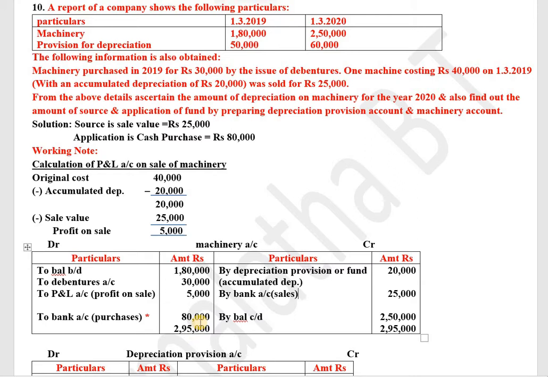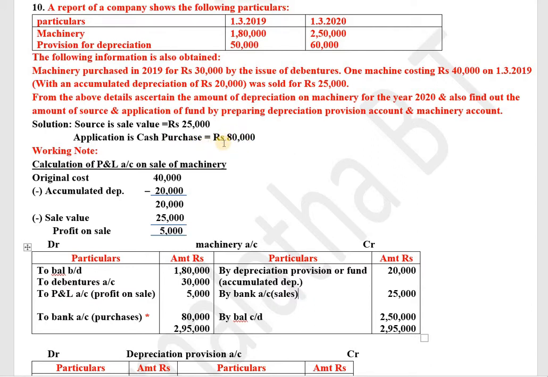Here we got an answer. They have asked us for the source and application. Source: from where did we get the inflow? When we sold the machine, we got the inflow of 25,000. At the same time we have got the answer of purchase, that is purchase of the machinery is 80,000. When you're talking about purchase, there will be an outflow of funds. When you're talking about outflow, that means application of cash. So application is cash purchase of the machinery, 80,000.